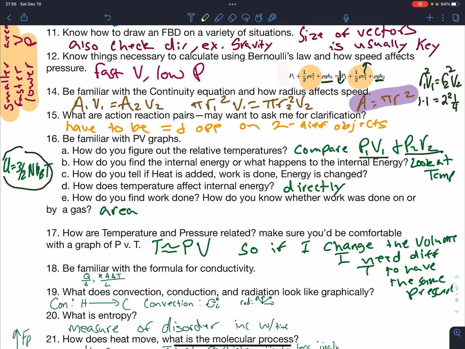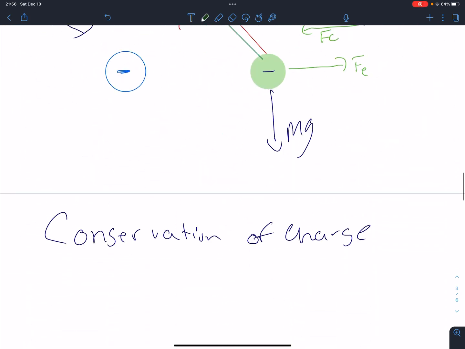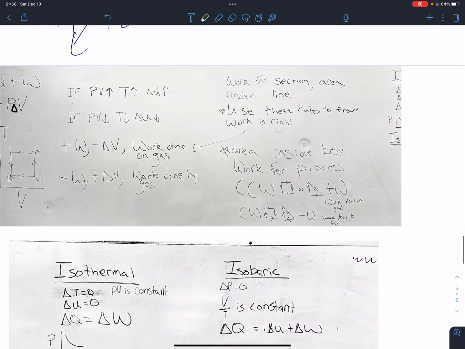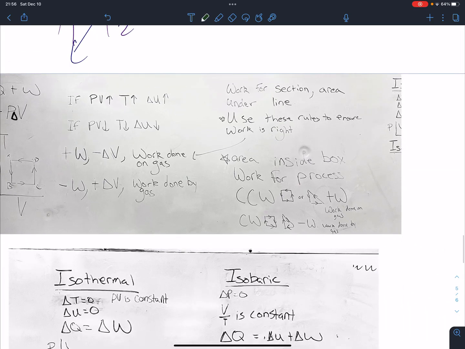So for that last part, I'm going to bring us down, and I'm just going to ask you to look at this stuff that we did on the way last time. All right, so just kind of give this a quick look-see. Make sure that you know these. If the pressure and volume PV goes up, temperature goes up, internal energy goes up. If pressure, volume go down, temperature goes down, internal energy goes down. I said potential. That's internal here.